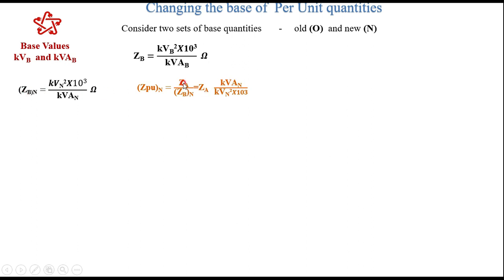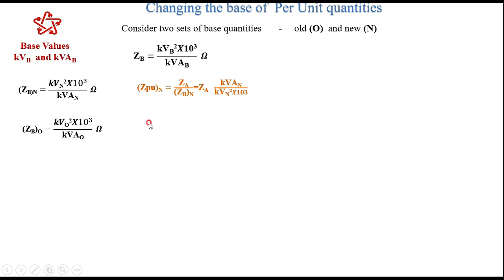Then what I am getting is, the numerator is ZA as it is, kVN by kVN square into 10 raised to 3. Now similarly I am calculating ZBO, that is, for the old base quantity, what is the base impedance, that is kVO square into 10 raised to 3 divided by kVAO.